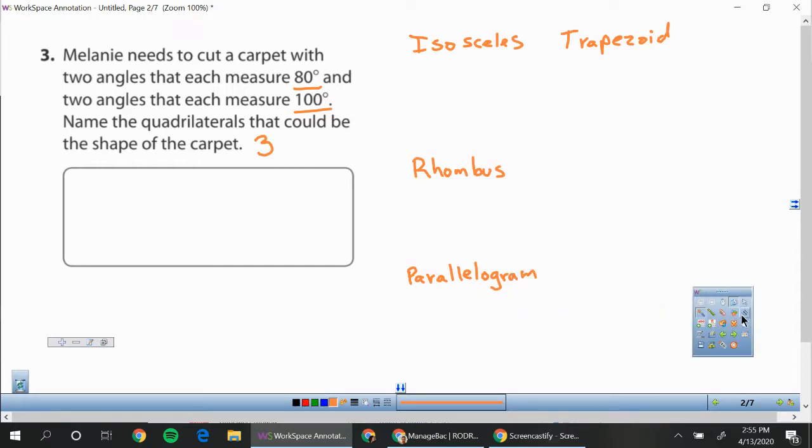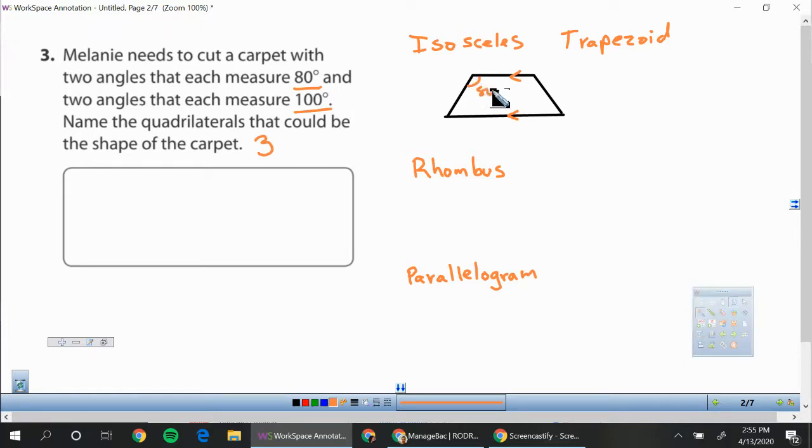Now, I do not have drawing space here, but I will try my best. An isosceles trapezoid would be like this. They're not drawn to scale, but by definition of a trapezoid, this side and this side are parallel.